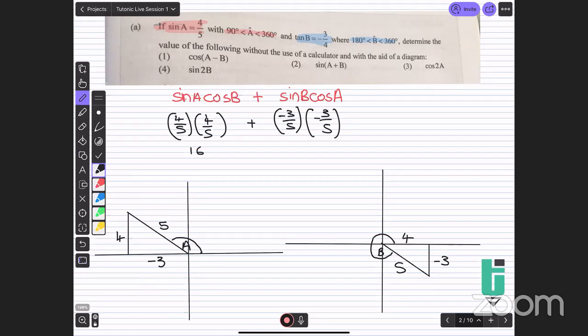16 over 25 plus 9 over 25, which will give you 25 over 25, which will equal 1. Anybody want to explain to me how you could have predicted that?